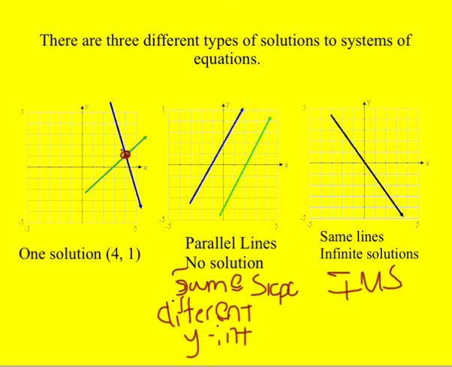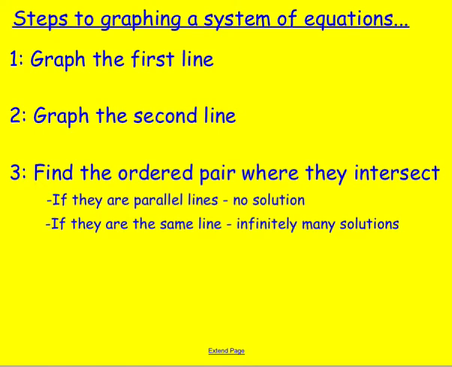So let's take a look at some of the steps of doing this. So the steps to graphing a system of linear equations. First thing you do, you're just going to graph the first line. Pretty straightforward. Second thing, graph the second line. 3, find the ordered pair where they intersect. So if they intersect at a point, you're going to write what that point is. If they're parallel lines, it means that they don't have a solution. If they're on the same line, there's infinitely many solutions. And again, you could write IMS if you don't want to write out infinitely many solutions.